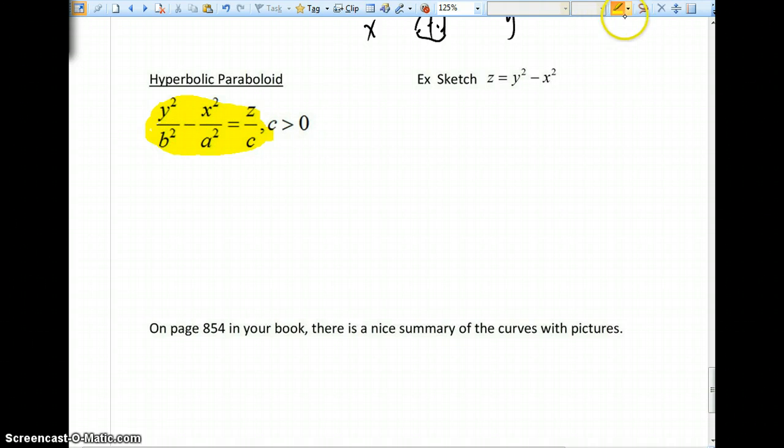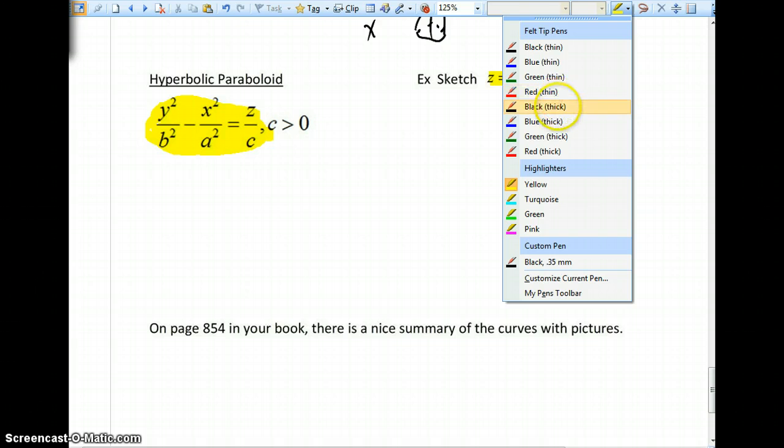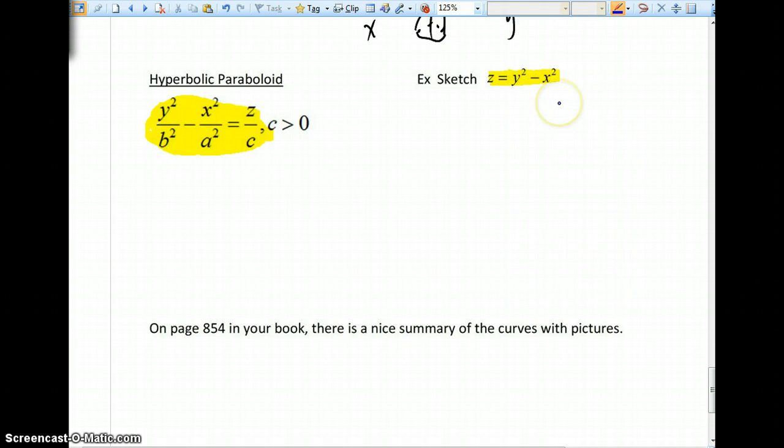Let's talk about one particular problem, z equals y squared minus x squared, just changing the left and the right sides, and see if we could come about and get a nice way to make a graph. Let's talk traces. I think traces can definitely help you out a lot.